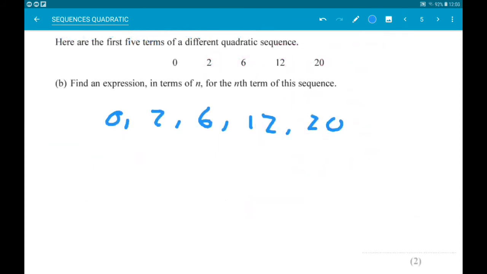Okay, then for part B, we want to find the nth term of this bad boy. So, find the first differences. So 0 to 2 is 2, 2 to 6 is 4, 6 to 12 is 6. That'll do. Find second differences. So 2 to 4 is 2, 4 to 6 is 2.